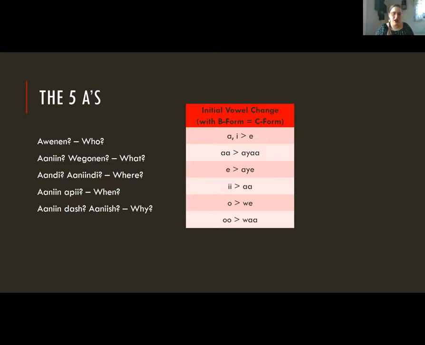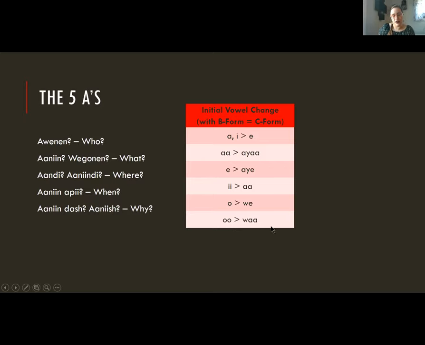anindash or anish. And then the other thing you need to know when you're asking these interrogative questions is that whatever verb you put with it is going to turn from B form into C form. So you need to know these initial vowel changes because that's what turns it into C form. So A and I turn into E, double A turns into aya. E turns into aye, double I turns into ah, O turns into we, and double O turns into wa.